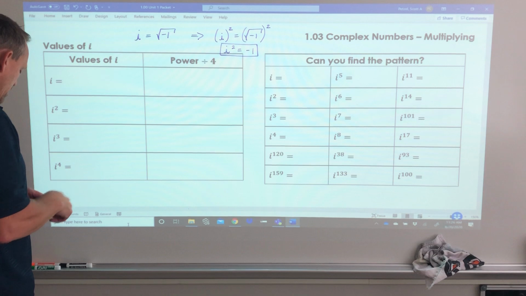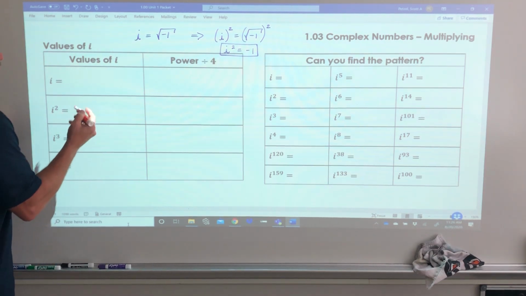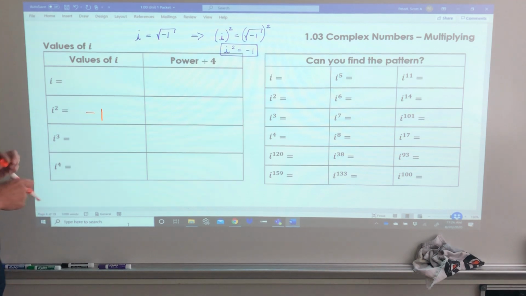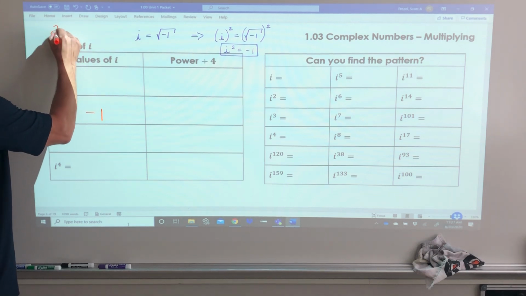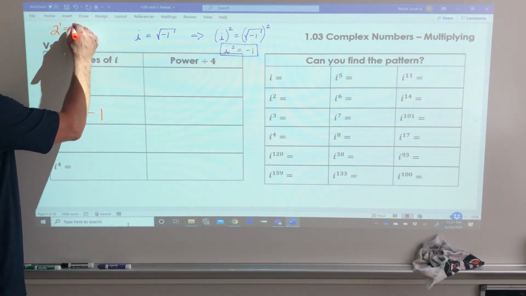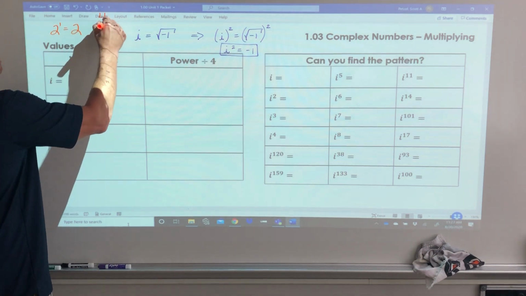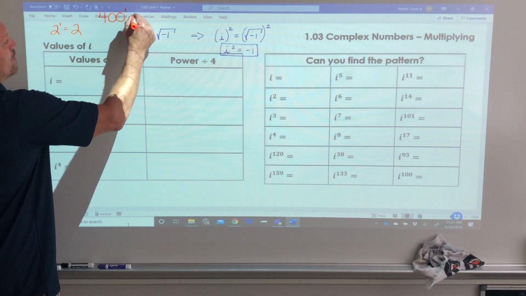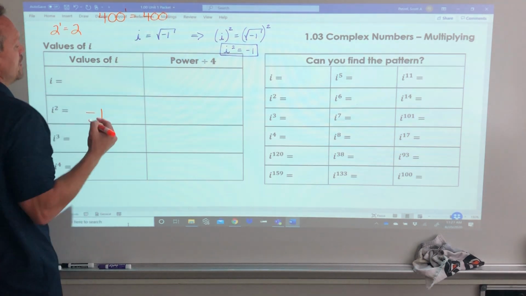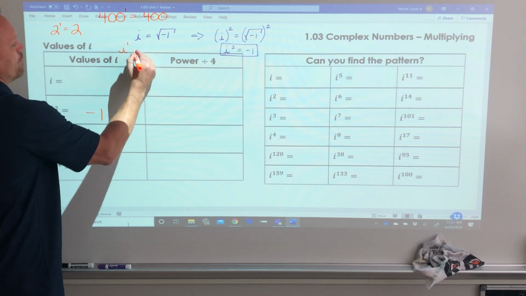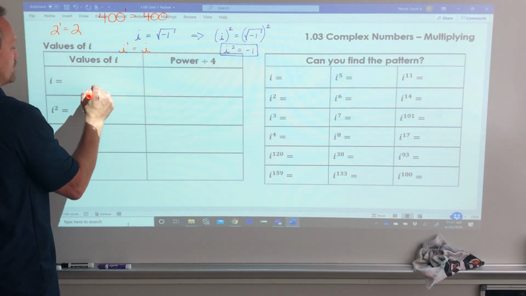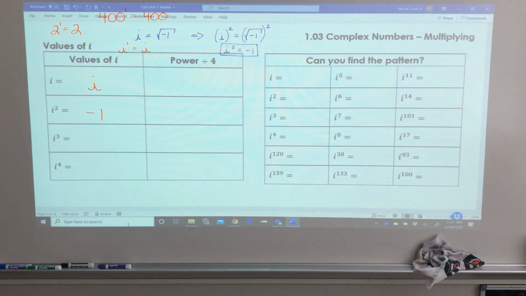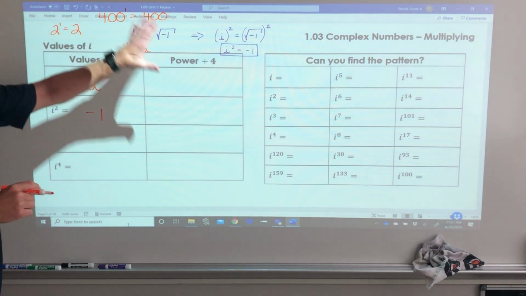So if we look over here, i squared should be equivalent to -1. Now, I don't want to put the square root of -1 here because it doesn't make any sense. However, one thing is true. If I have 2 to the power of 1, what is that equal to? 2. If I have 400 to the power of 1, what is that equal to? Well, 400. So if I have i to the power of 1, what is that equal to? It is equal to i. Hopefully we start to grasp that.